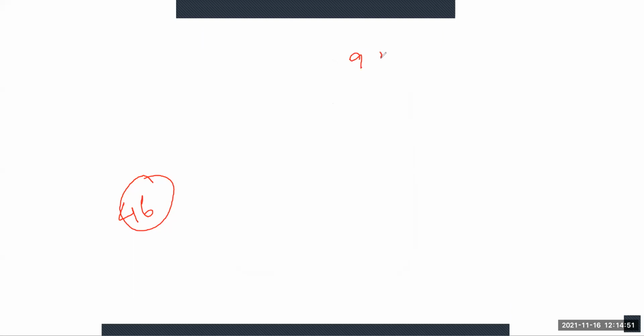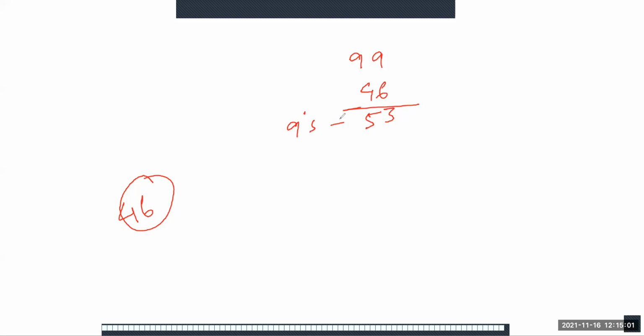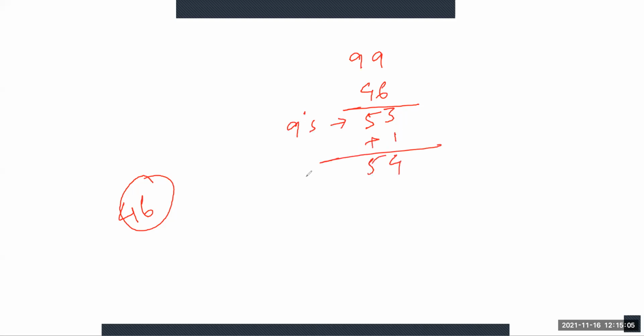So first we have the number 46. Our aim is to get the nines complement. So it is 9 minus 6, 3, 9 minus 4, 5, 53. This is the nines complement. Now just add 1. So it is 54.